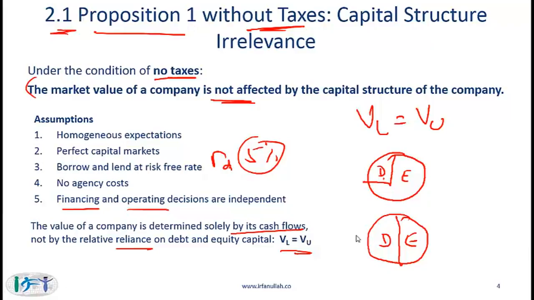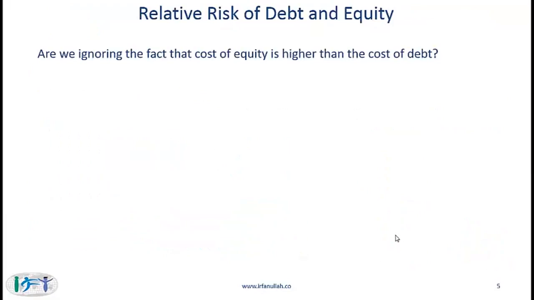If you completely remove debt and you have all equity, does the size of the pie change? The answer is no. In other words, no matter what the ratio of debt to equity, according to proposition 1, given these assumptions, the total value of the company is not impacted by the relative portion of debt and equity.